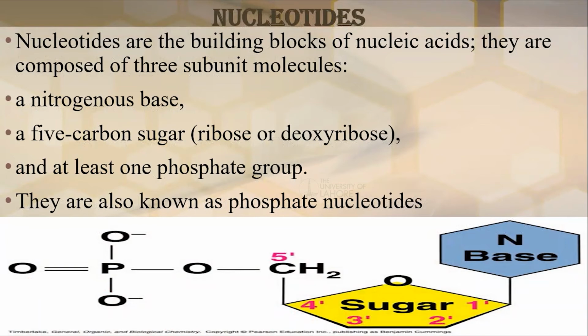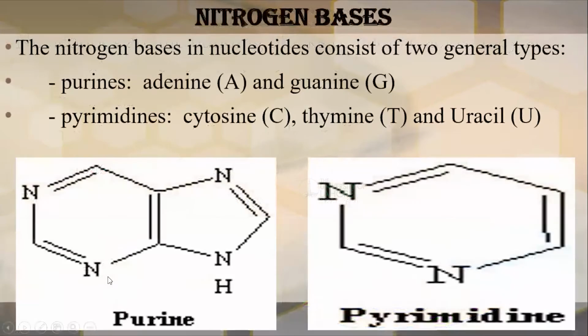Nucleotides are the building blocks of nucleic acids. They are composed of 3 subunits: a nitrogenous base, a 5-carbon sugar, as you can see here, and a phosphate group. That is why they are also known as phosphate nucleotides. What are nitrogenous bases? The purines are adenine and guanine, and the pyrimidines are cytosine, thymine, and in the case of RNA, uracil.